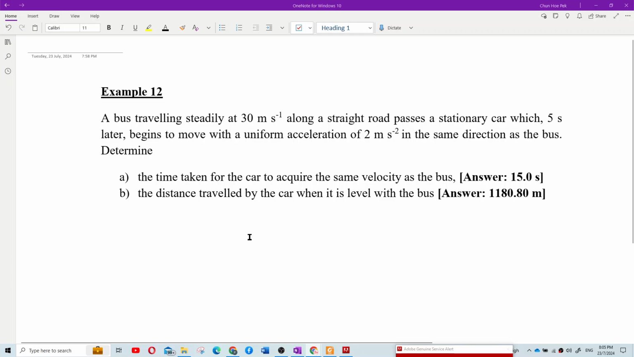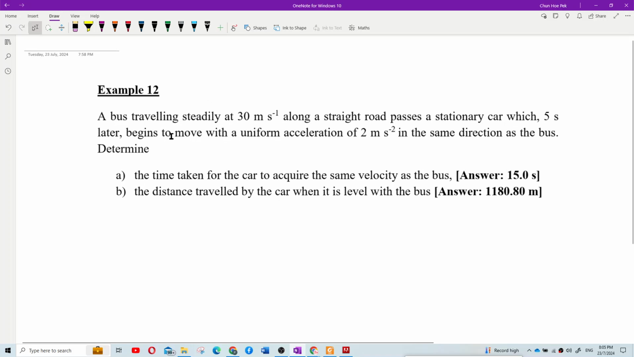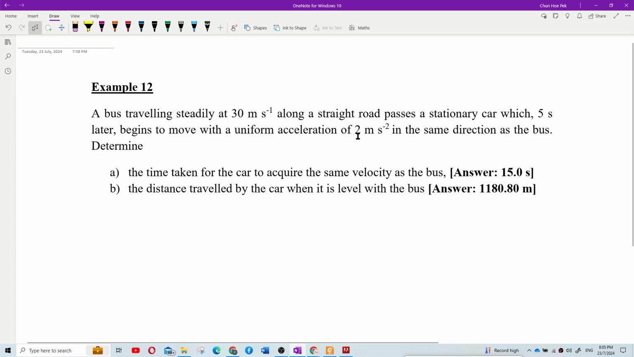Okay, so how to solve this question? So here you have a bus traveling steadily at 30 meters per second along a straight road passes a stationary car, which 5 seconds later begins to move with uniform acceleration of 2 meters per second square in the same direction as the bus. So determine the time taken for the car to acquire the same velocity as the bus. And then the distance traveled by the car when it is in level with the bus. So these are two different questions.